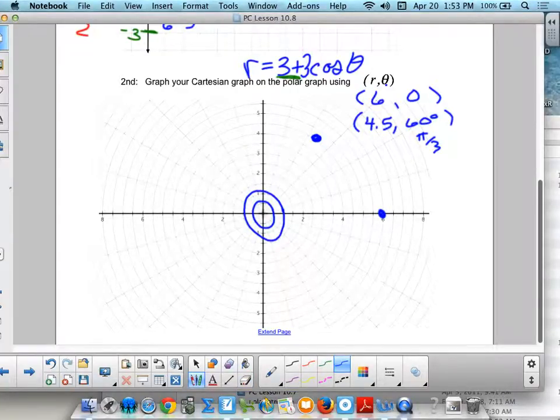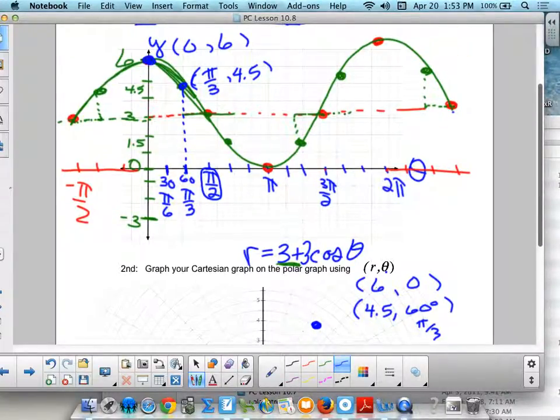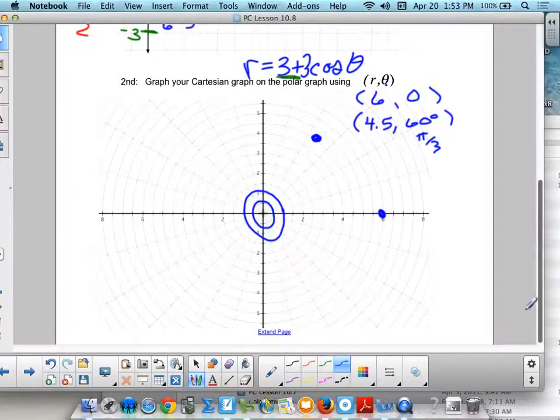Okay, go get another point. My other point would be this one right here. Boy, I think that one's pretty obvious. What is it? 90. It's 90 degrees. Pi over 2, comma what? 3. So let's go down below. Let's go 3, 90.